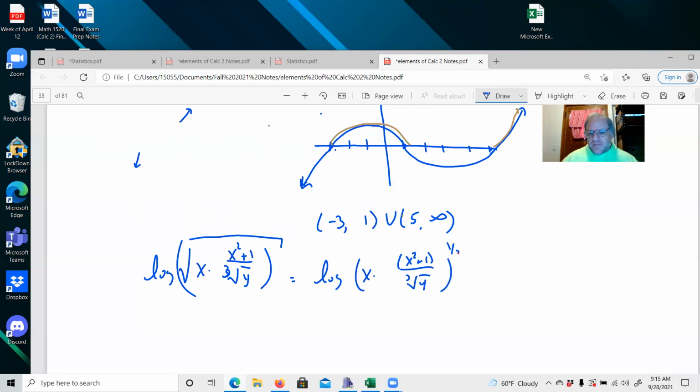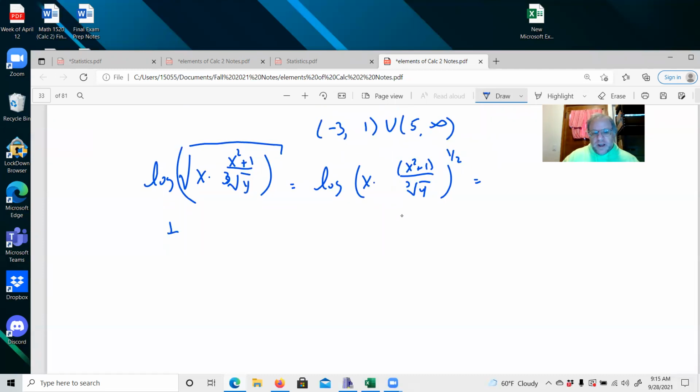So that's to the 1/2 power. That's what square root means. So how are we going to do this? We're going to say this is 1/2 log of x times x squared plus 1 over the cube root. Actually, let me change my cube root to a 1/3. Let's get rid of that.